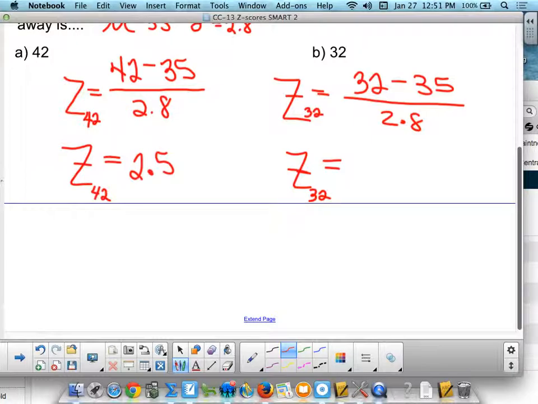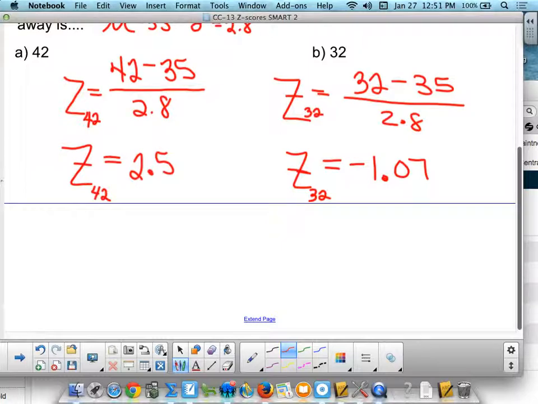Roshan, what'd you get? Yeah, negative 1.07. Okay, negative 1 point what? 0.7. There's no reason to keep going because your z chart only goes up to the hundredths. Quit right there. Don't write them all up.